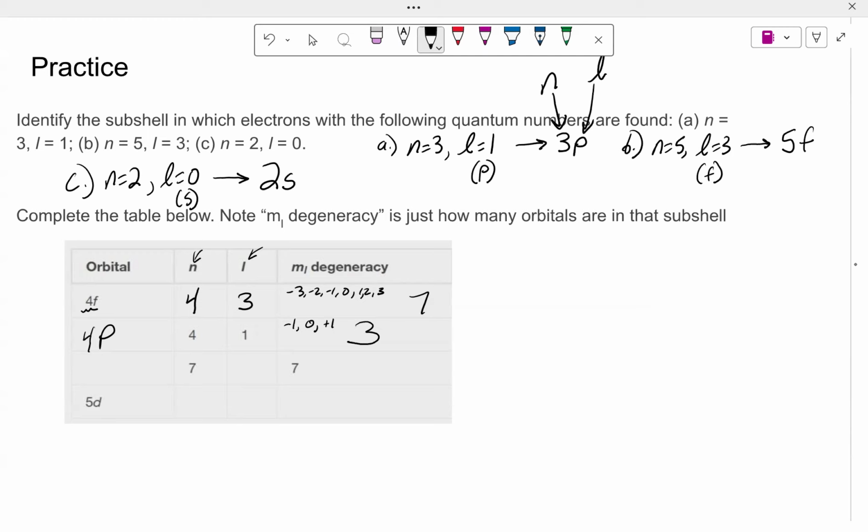Now, the next row is a little tricky because we can get the energy level 7, that's n. But how do we know what letter it is? We're not given L, but we are given the number of orbitals. And there's only one subshell that has that many orbitals. That's the F subshell. So we would say 7F. And the number for L to represent F is 3.